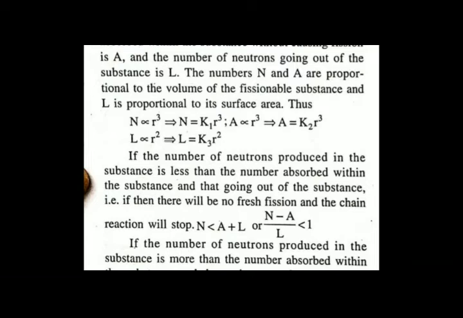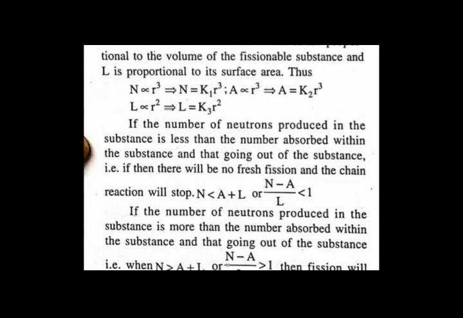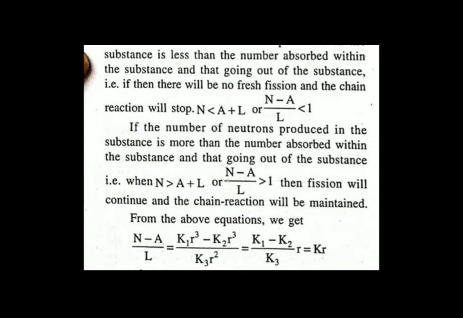K3 is another constant. Suppose here N is less than A plus L. The number of neutrons generated is less than the number of neutrons absorbed and leaked from the material. That is, (N minus A) by L is less than 1. We can say the chain reaction is going to stop. This is the undercritical or subcritical condition. Suppose N is greater than A plus L, we can say the chain reaction is progressive and it improves.